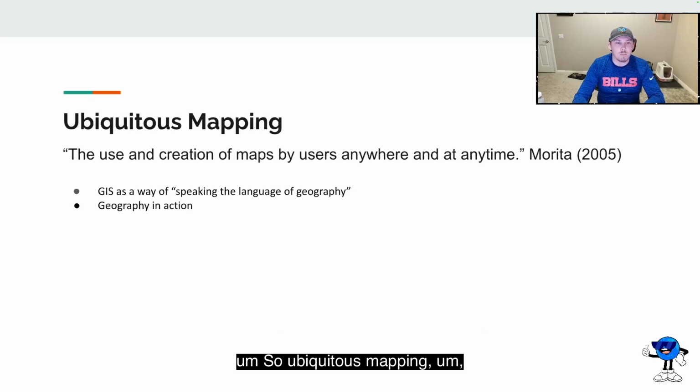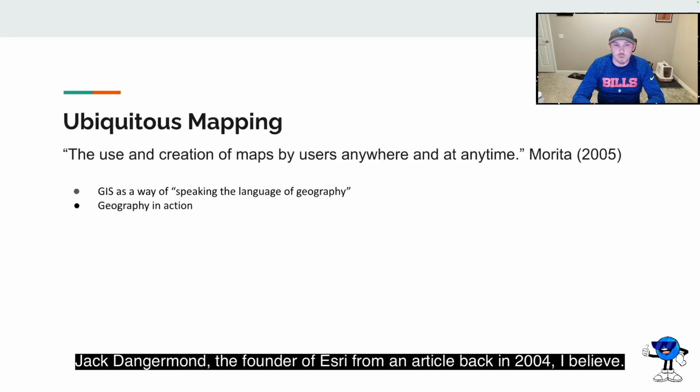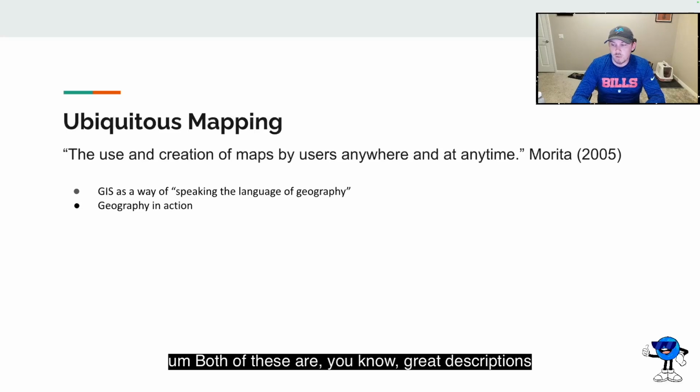So ubiquitous mapping, this is a quote: it's the use and creation of maps by users anywhere at any time. And then GIS is a way of speaking the language of geography, and it's geography in action. Those are both quotes from Jack Dangermond, the founder of Esri, from an article back in 2004, I believe. Both of these are great descriptions of GIS and ubiquitous mapping.